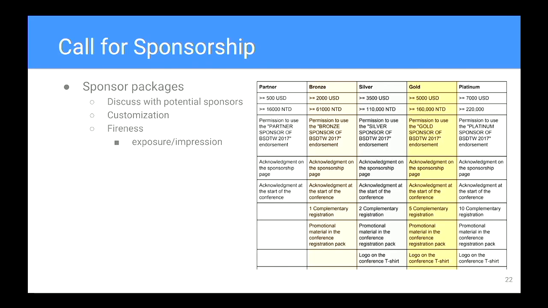And you need to have a call for sponsorship, a formal document, and inside it there are sponsor packages. Before you make this big table, I would suggest you talk to the possible sponsors, because sometimes the pricing is not very suitable for your area. Ask them how much they are willing to sponsor and what benefits they are interested in. After you have a big picture based on that, create the table, and this will help you maximize the sponsorship.